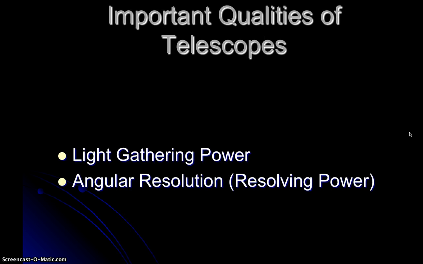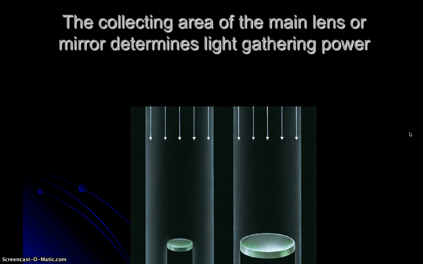So, now that we know the two basic types of optical telescopes, what are the two most important things about them? Well, as I said before, the light gathering power, the ability to collect as much light as possible, is very important. And another thing that we're going to talk about is the angular resolution, or the resolving power, which basically means how sharp and how crisp can my images be.